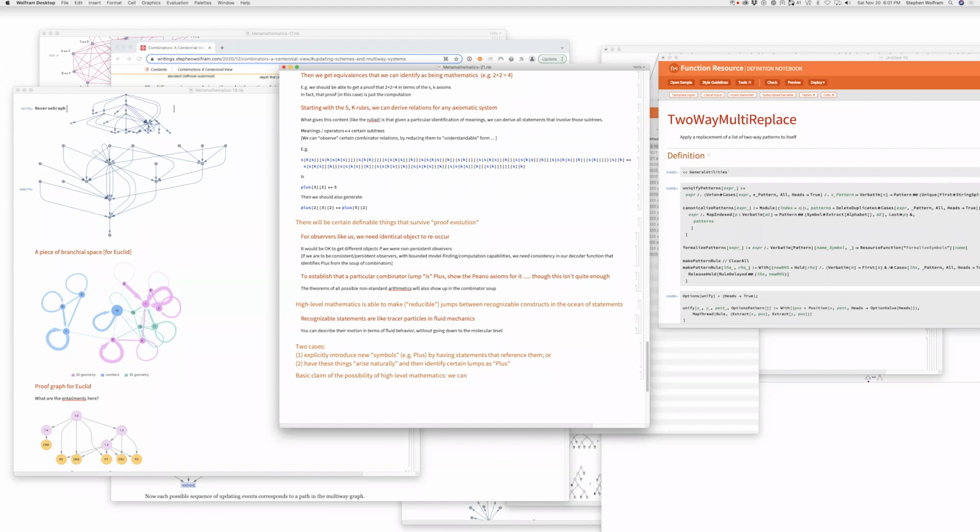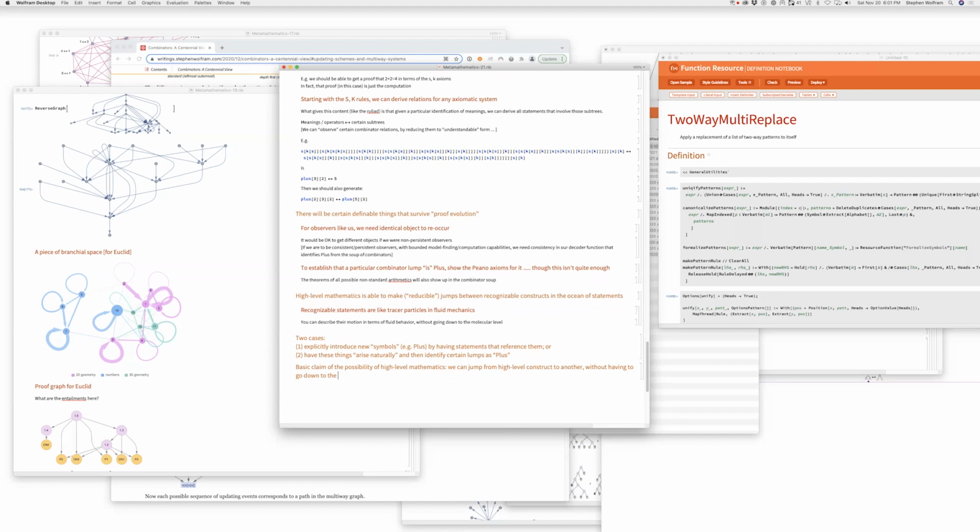We can jump from one high level construct to another without having to go down to the machine code. Now, that might not always be true. Well, at the level of the machine code, there's tons of undecidability.